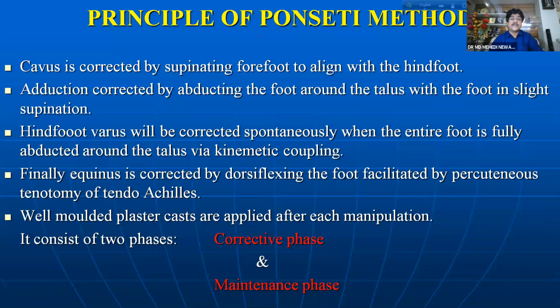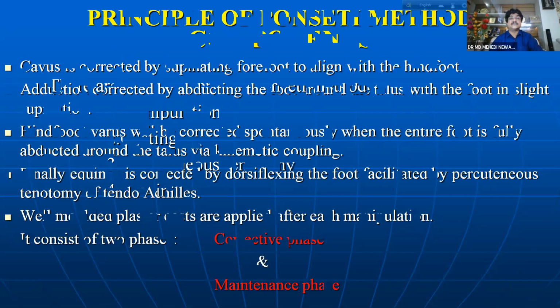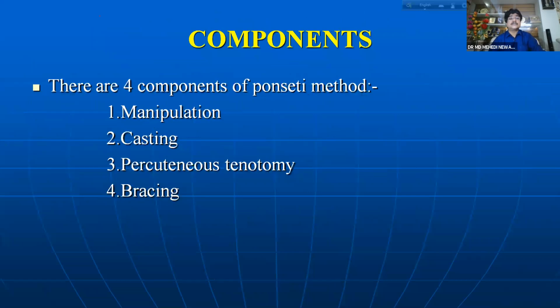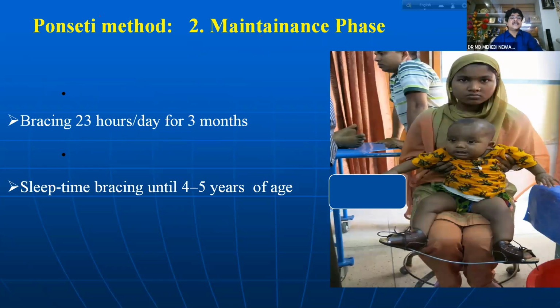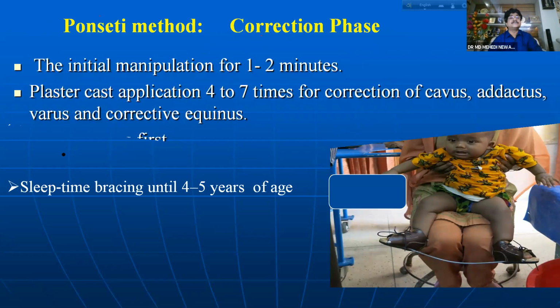A well-molded plaster cast is very important and applied after this manipulation, and it consists of two phases, corrective phase and maintenance phase. It has four components. Manipulation: at first, we have to do the manipulation, then casting and molding. Do not forget about the molding. Percutaneous tenotomy if needed later on, and last, bracing is very important. In the Ponseti method correction phase: specific manipulation, casting and molding, Achilles tenotomy; and in the maintenance phase, we use bracing 23 hours per day for 3 months. Sleep or nap time bracing continues until 4 or 5 years of age.